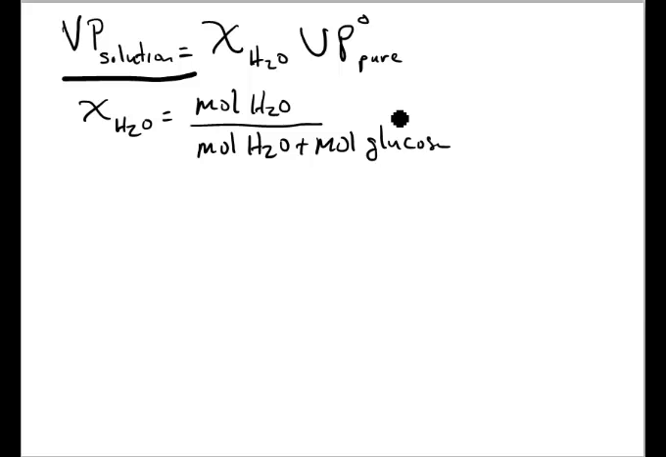You're going to have to convert the water. So we have 250 milliliters of water. That means 250 grams of water because the density is 1. Convert those grams into moles. You've got the total number of moles. And then the mole fraction times that pure vapor pressure gives us the new vapor pressure. And that is problem 18.